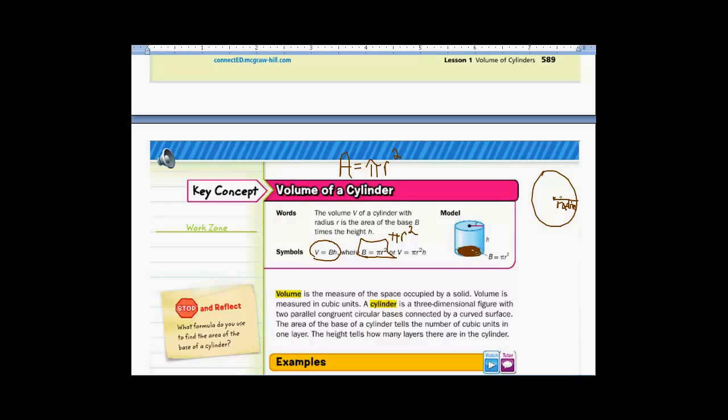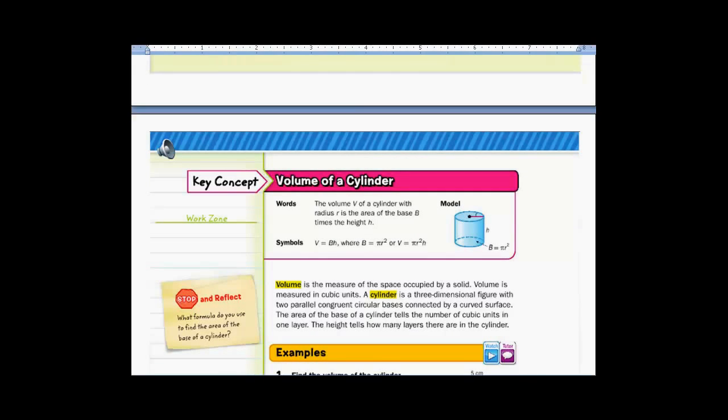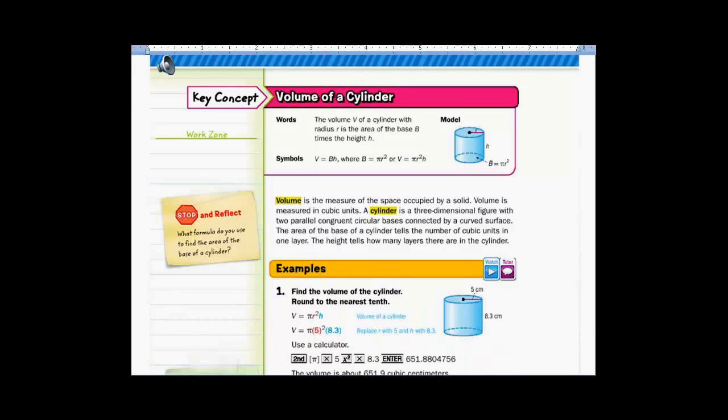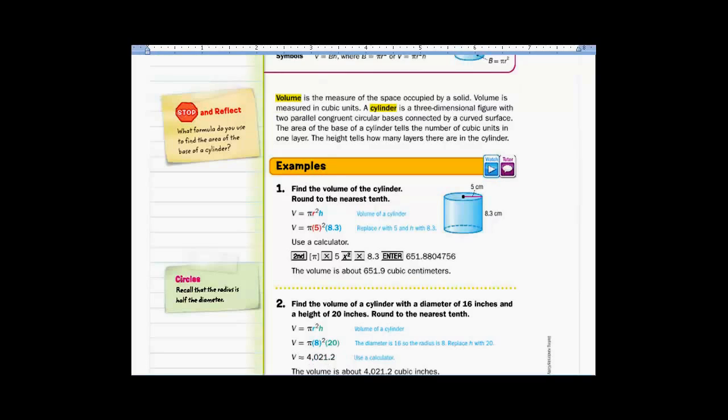So we want area of the base, which is this pi r squared business, area of the base times the height. Capital B means area of the base times the height. Commit that to memory, please and thank you. All right, so let's look at the first example here.